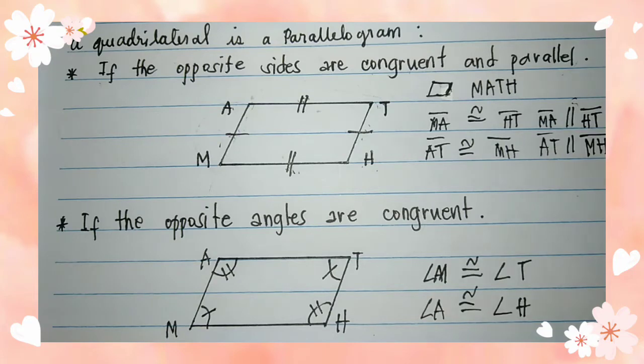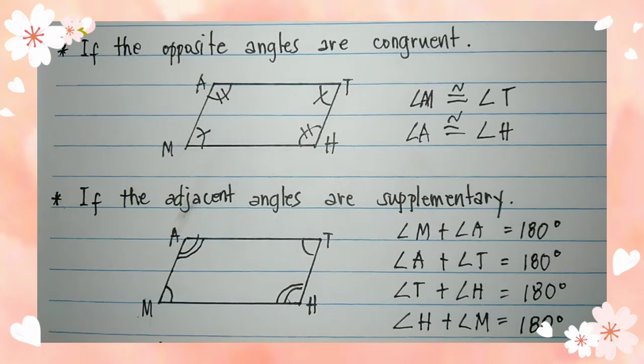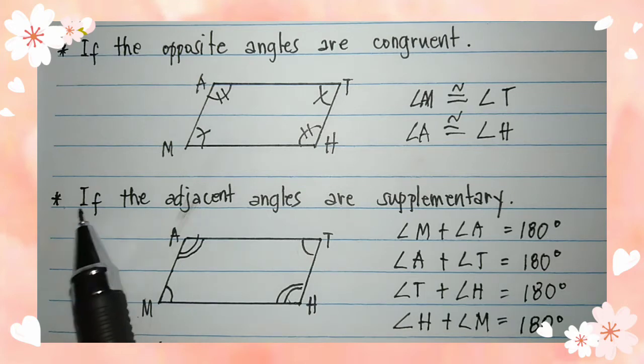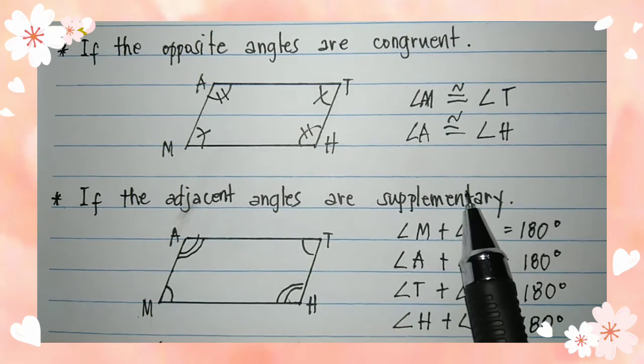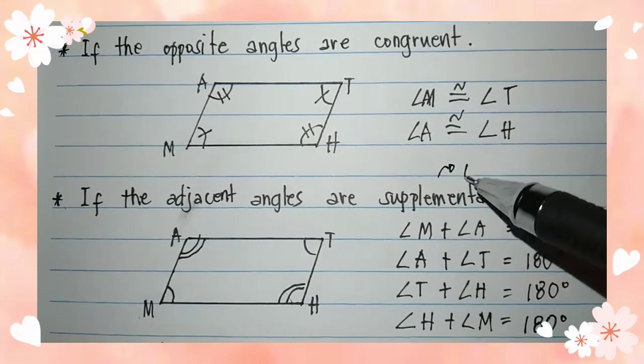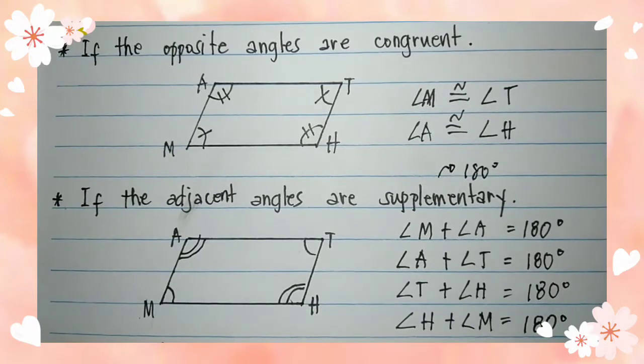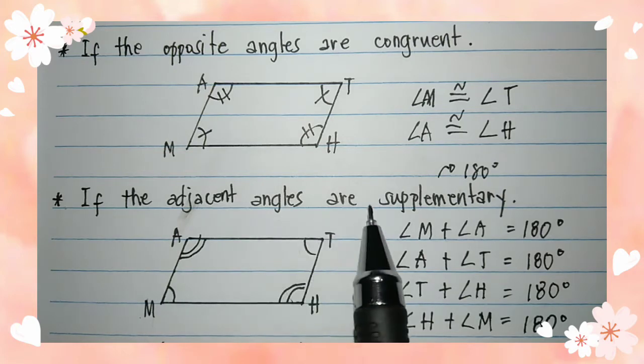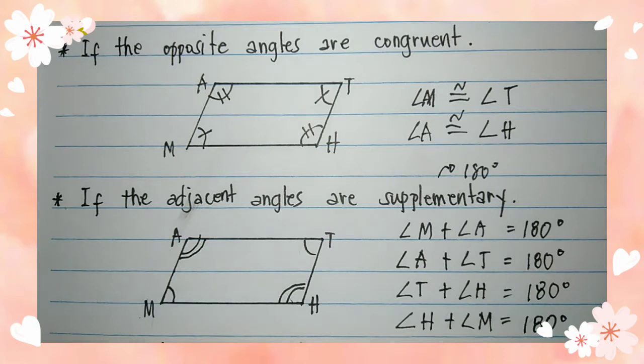So ganun lamang kasimple. For our third property, a quadrilateral is a parallelogram if the adjacent angles are supplementary. When we say supplementary, it is always equal to 180 degrees. Yung measure niya is equal to 180 degrees. And kapag naman sinabi nating adjacent, ibig sabihin nun magkatabi. Ang magkatabing angle daw are supplementary, or kapag pinagsama, it measures 180 degrees.